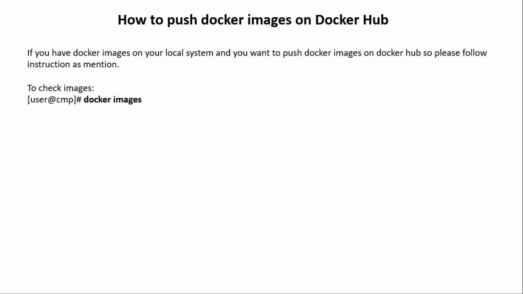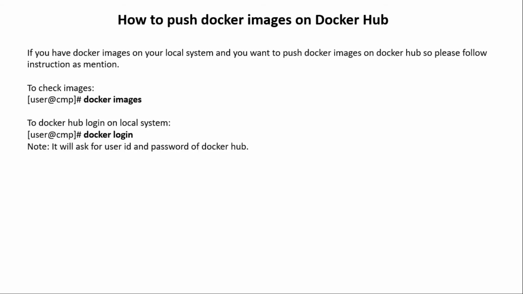To check whether there are any images on your system, type docker images. To log in to Docker Hub from your local system, you have to type docker login. It will ask for a user ID and password. So you put in the user ID and password, and then it will show that you have logged in to Docker Hub successfully.